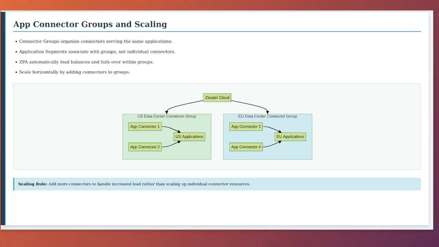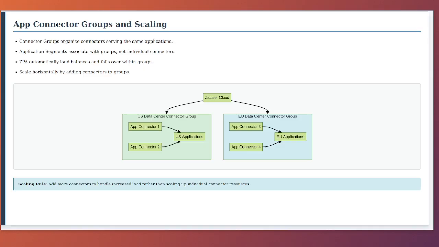When a user requests access to an application, ZPA selects a healthy connector from the associated group to handle the connection. The selection is based on connector health, load, and proximity. If one connector in the group is unavailable or overloaded, traffic automatically shifts to other connectors in the group. This provides inherent load balancing and failover.